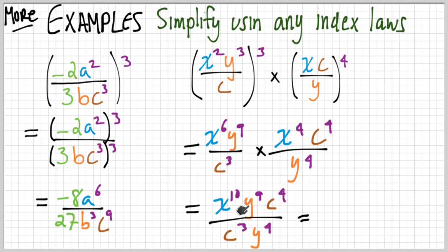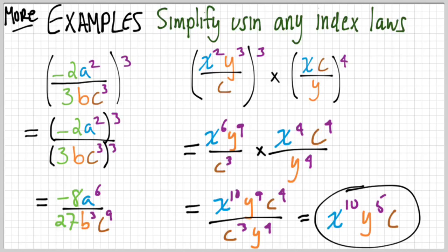We've got y's on the top and y's on the bottom, c's on the top and c's on the bottom. And this would be index law 2. We've got y to the 9th divided by y to the 4th. So we do 9 minus 4. Well, first of all, we keep the x to the 10th because there's no x's to cancel out. All right? So the x to the 10th stays. And then 9 minus 4 is 5, so we get y to the 5th. And then 4 minus 3 is 1, so we get just plain c, right? C to the 1, but we don't need to write the 1. So that's the answer. Alrighty, there's your index laws. Enjoy.